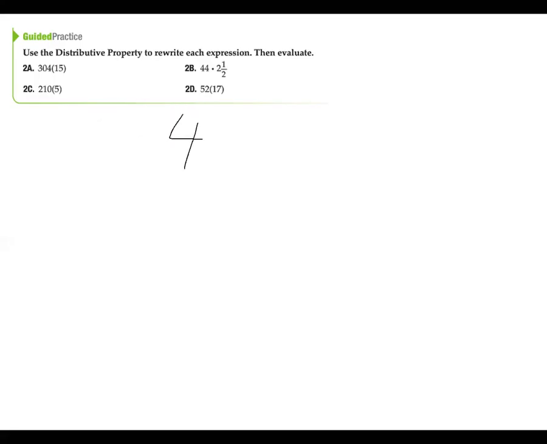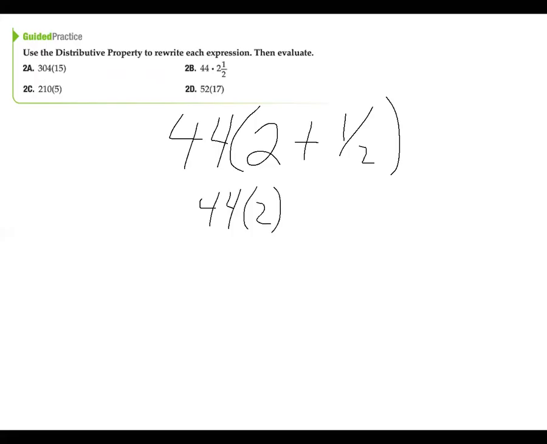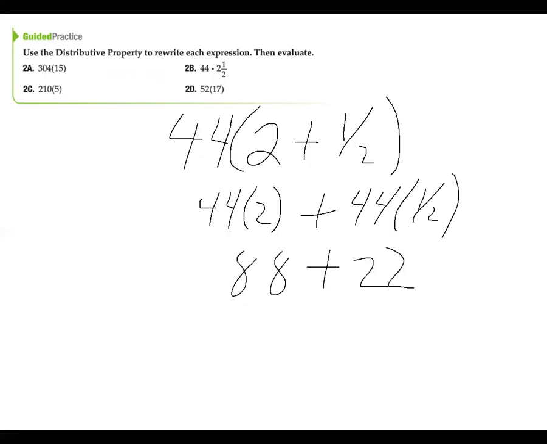So 2b you could think is 44 times 2 plus 1/2. So 44 times 2 plus 44 times 1/2. So that'd be 88 plus 22, which is 110.